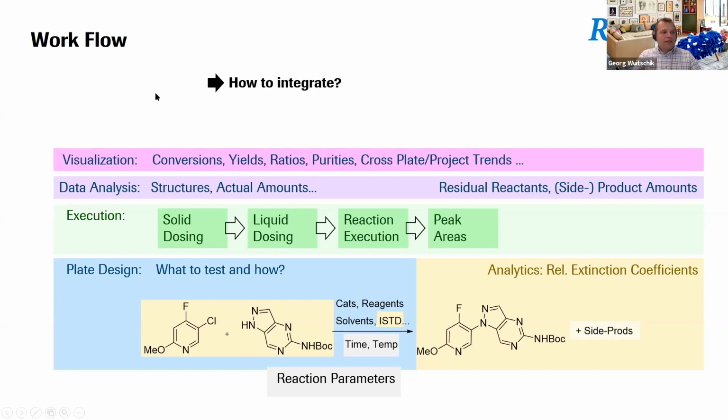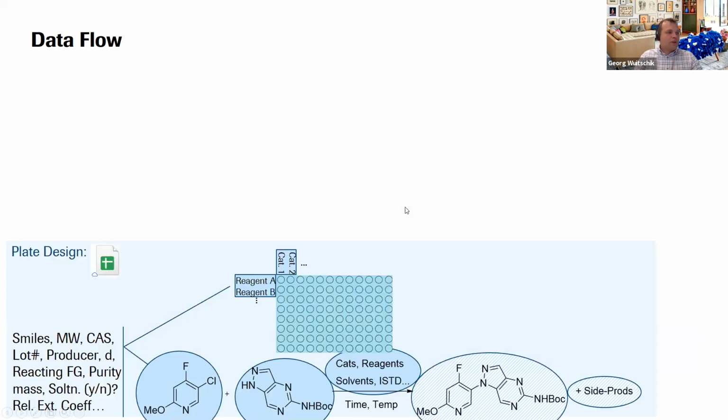So how do you integrate all that? I mean, as you know, we have a Junior, we have a Quantos. Somehow, you would want to be able to design a plate. You want to do all that stuff without copy pasting endlessly between different programs. And so this is how we do it. We have a Google Sheet.